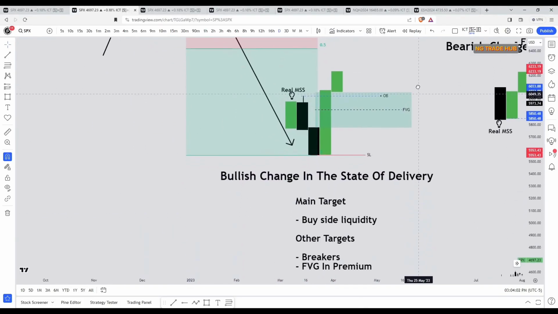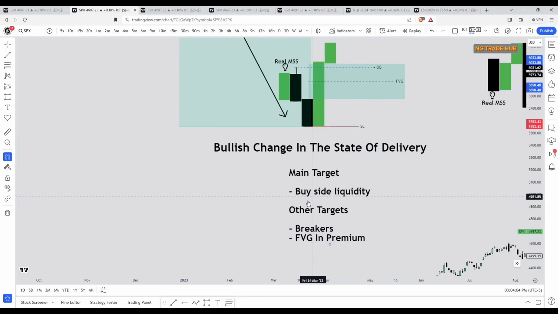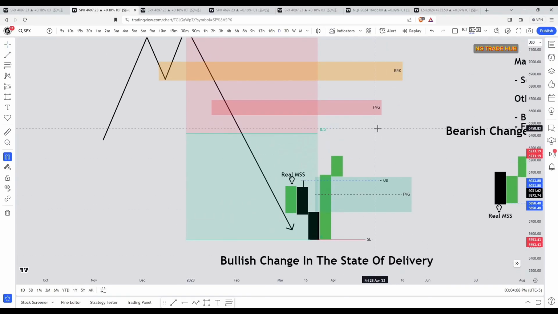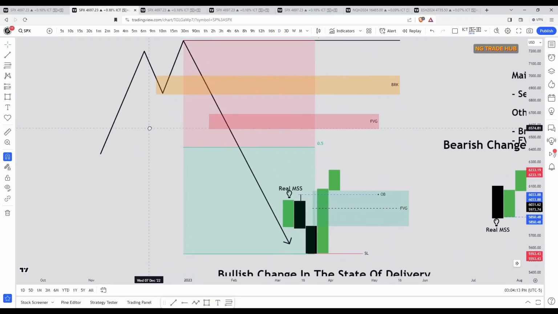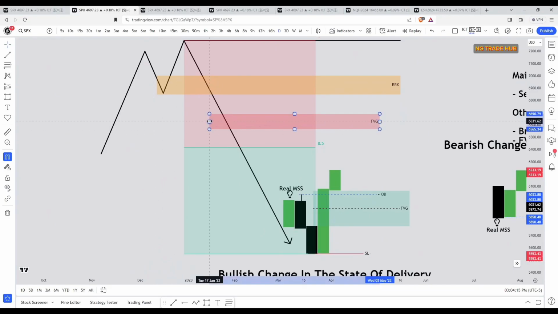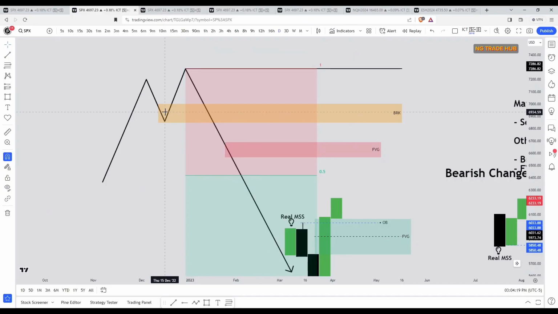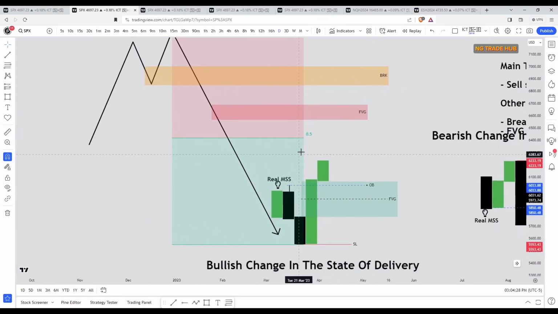So again, the few different targets: buy side liquidity, low hanging fruit targets, breakers, and fair value gaps and premiums. 90% of the time, I'm targeting the old high up here. If I'm just looking for a low hanging fruit target, I'll target a fair value gap above the 0.5 fib or the breaker. Okay, so we have the high, low, higher high, lower low, the down close candle or series of down close candles in the low. So that's the bullish change in the state of delivery.